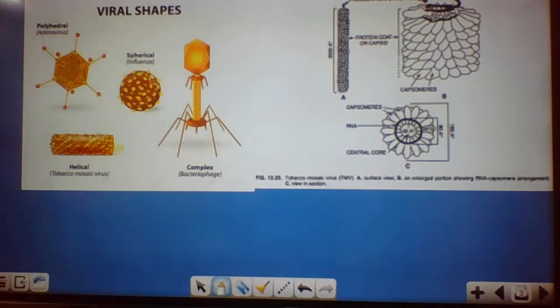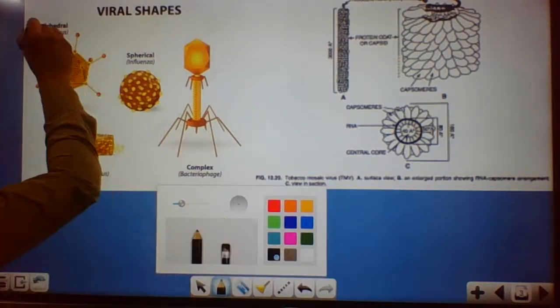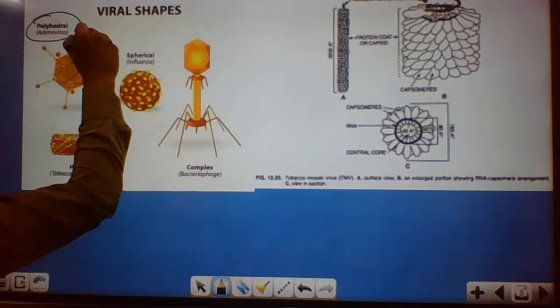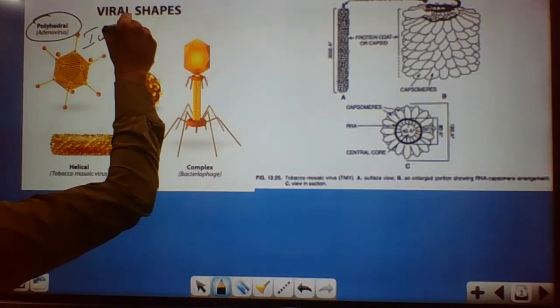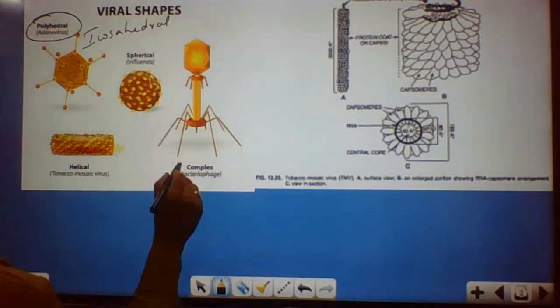We have three different shapes of the viral particles. We have the icosahedral shape, that is polyhedral. So this is the polyhedral shape, I'll just mark it here. Polyhedral shape, so this is icosahedral, and this is the complex.